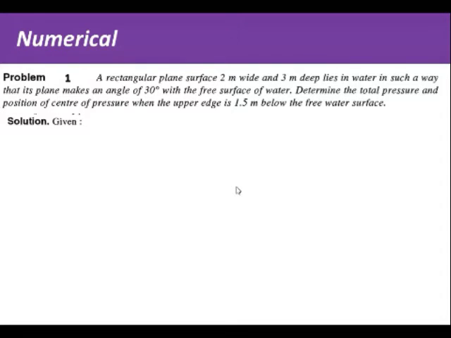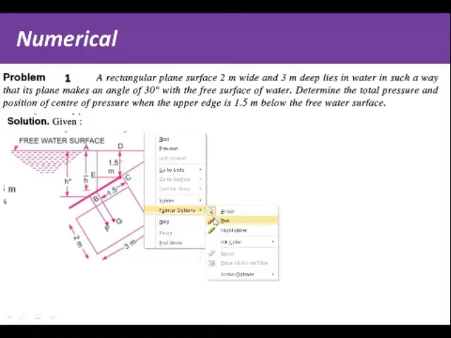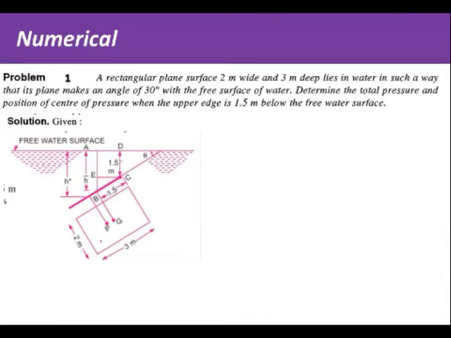So what is given in this problem, that there is a rectangular plane. You can see in this figure, a rectangular plane whose width is 2 meter, and depth is 3 meter. It lies in water in such a way that the plane makes an angle of 30 degree with the free liquid surface. That means this is your liquid surface, this is your plane. If we extend this line, it will intersect at point O, making an angle of theta equals 30 degree.